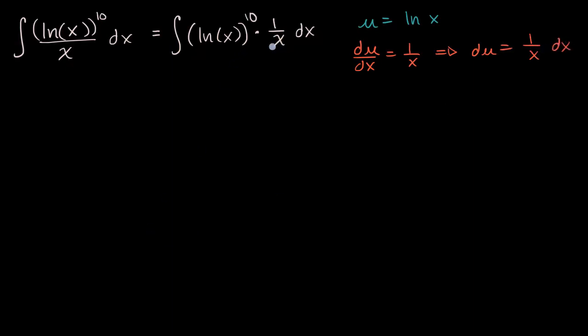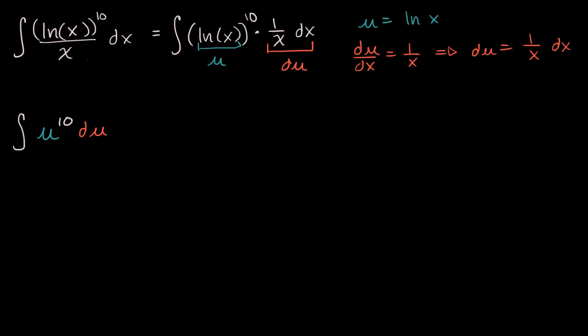And so here you have it. This right over here is du, and then this right over here is our u. And so this nicely simplifies to the integral of u to the 10th power du. And so you would evaluate what this is, find the antiderivative here, and then you would back substitute the natural log of x for u to actually evaluate this indefinite integral.